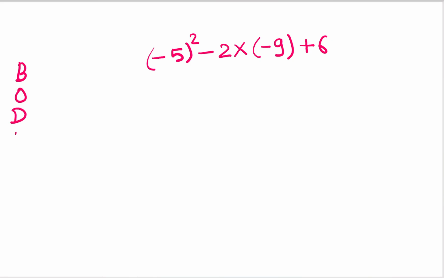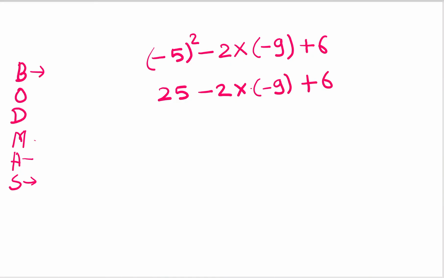BODMAS rule. B means bracket, then O means order, meaning exponents, then division, multiplication, addition, and last subtraction. There is no bracket here, so first we solve the order, meaning the exponent. So minus 5 square is equal to 25, then minus 2 multiply by minus 9 plus 6.